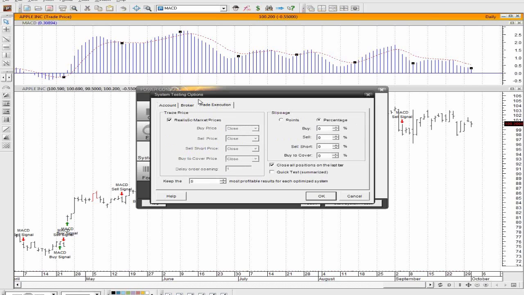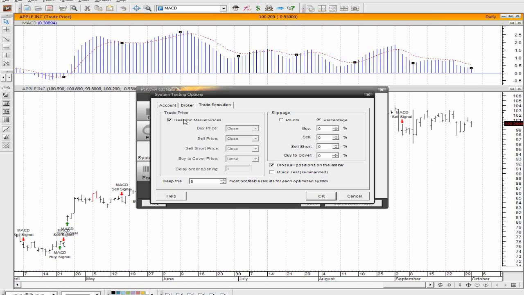Under trade execution, I'm going to say realistic market prices. If we come back, what that means is the software will always wait till the close of the bar to make sure that it had the cross. In other words, in this example, if the price would have moved really strong against us, that cross would have never happened on that bar.